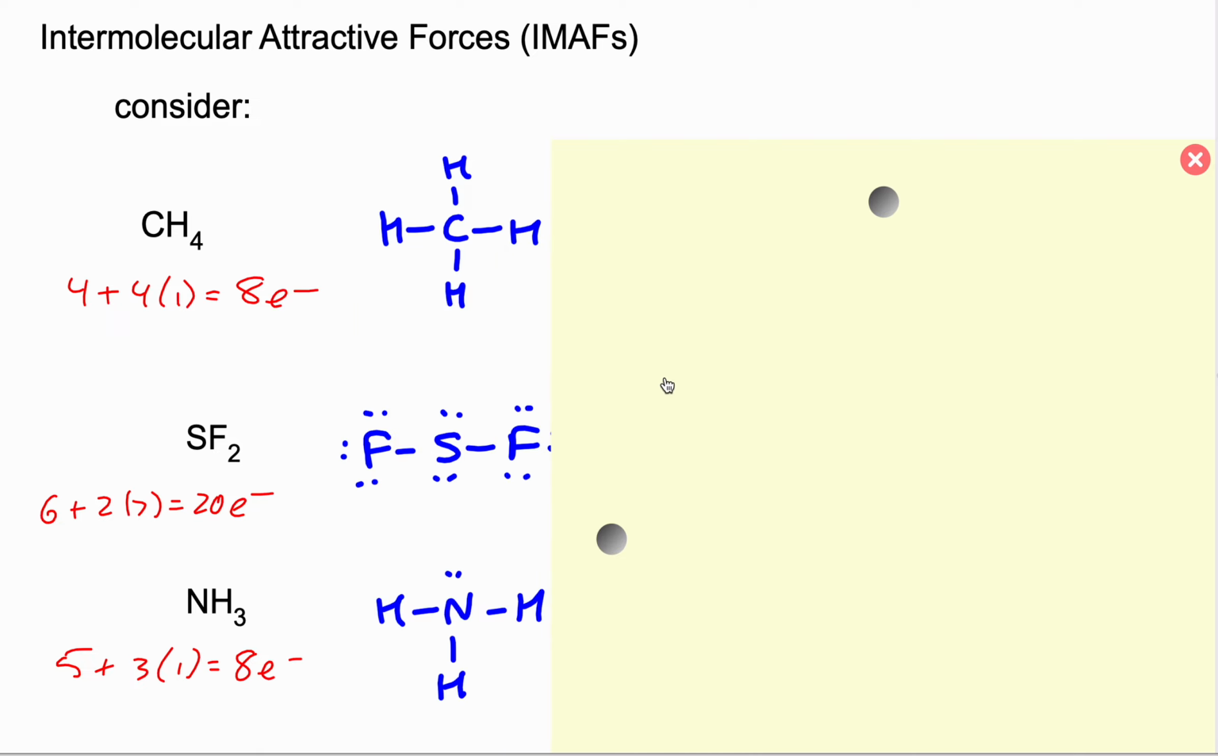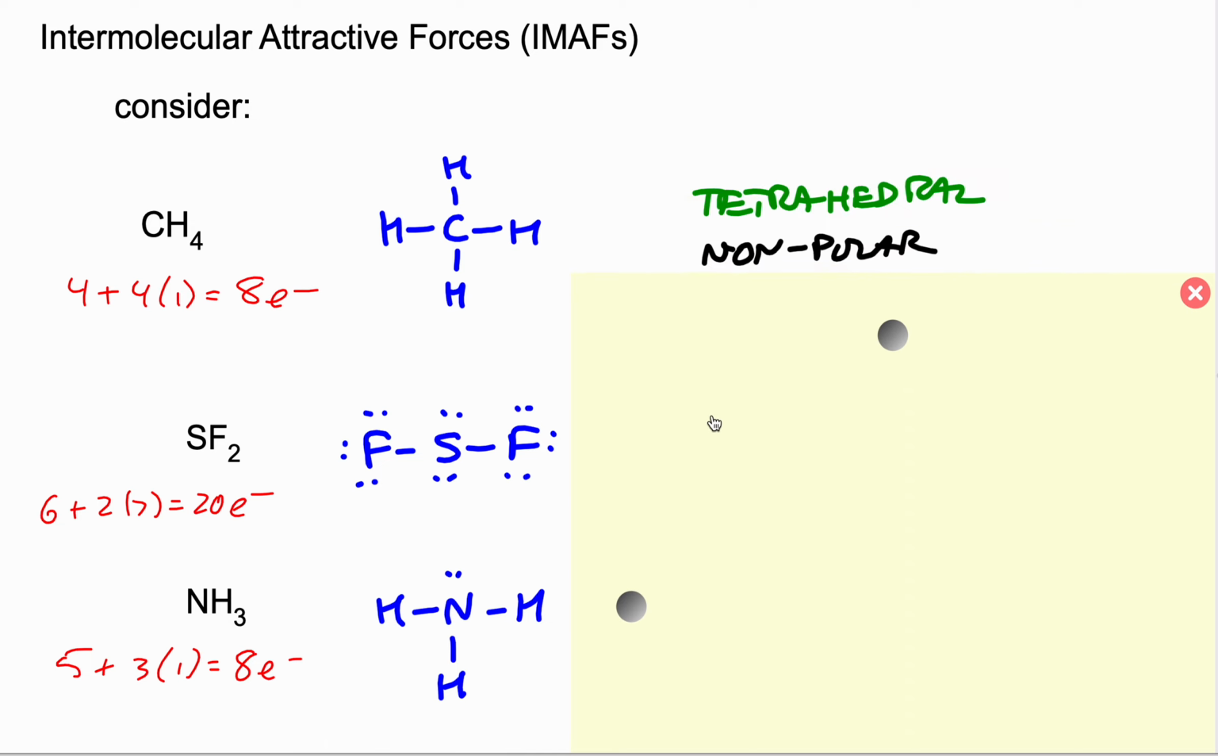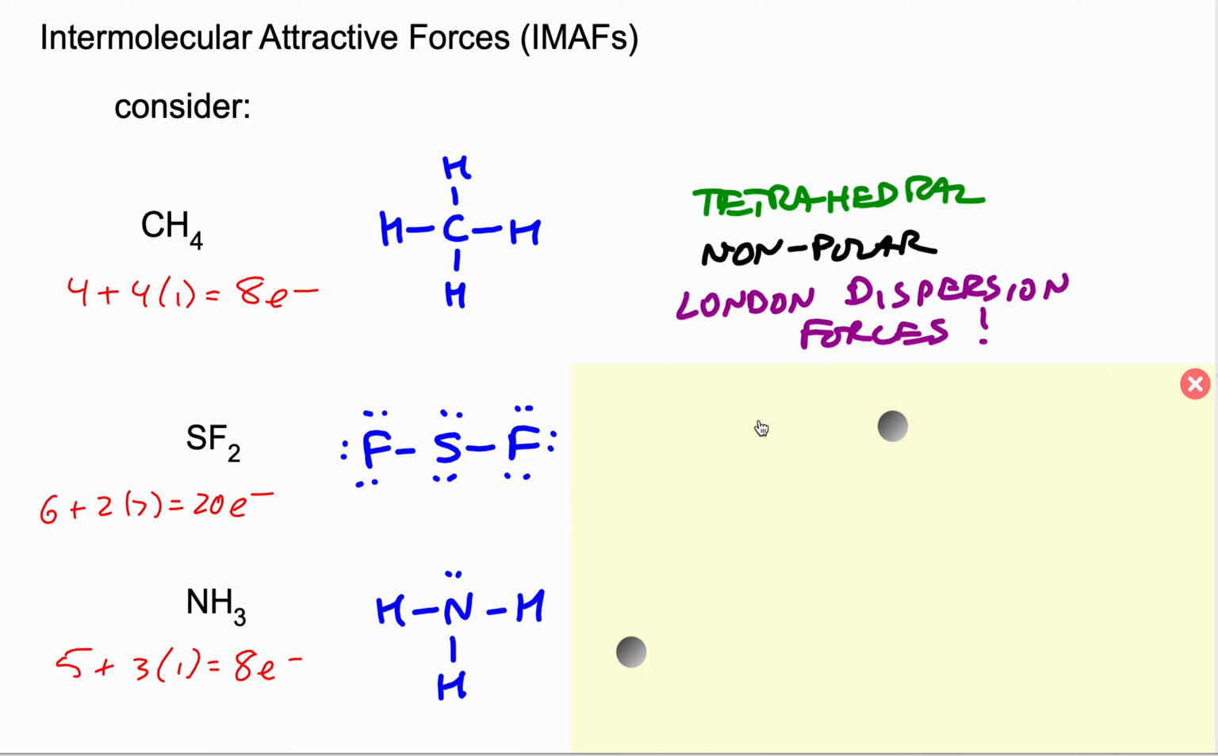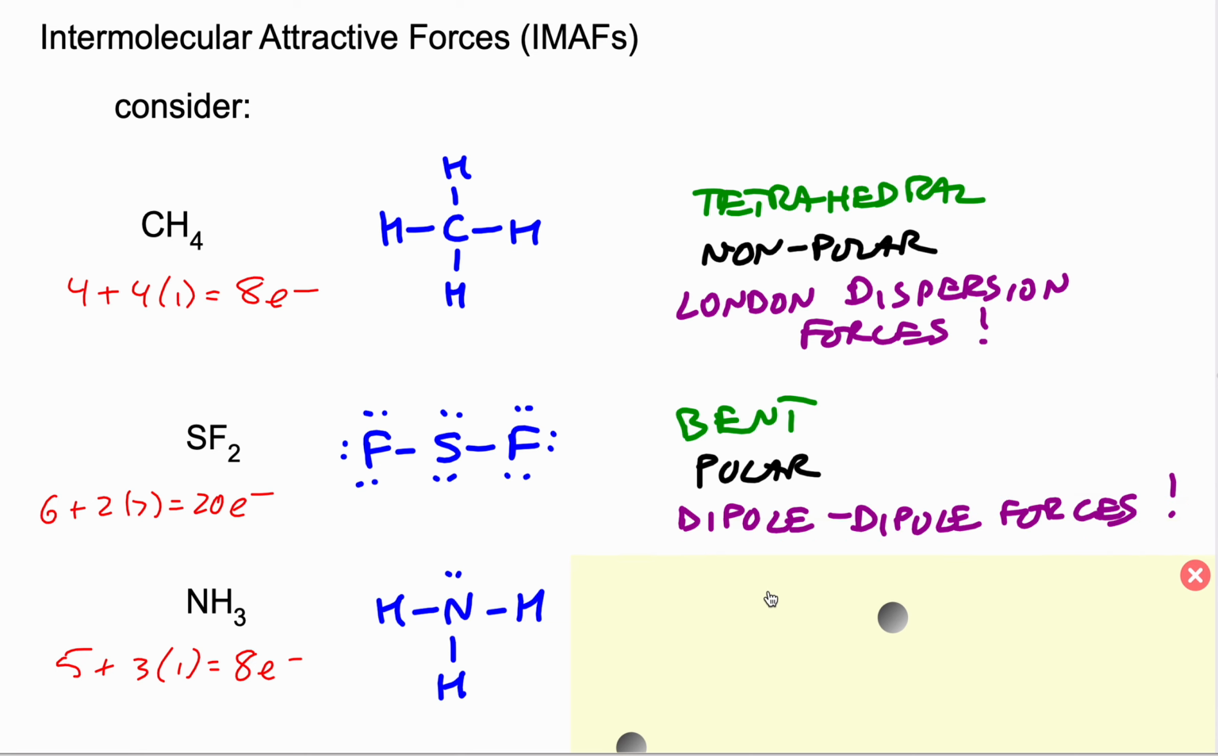In methane, there's our Lewis structure with 4 bonds. We predict the geometry is tetrahedral. We know that a tetrahedral molecule is not polar, and therefore the most important intermolecular attractive forces are London dispersion forces. For sulfur difluoride, an AB2E2 type molecule, the molecular geometry is bent. Therefore, the molecule is polar, and the most important intermolecular attractive forces are dipole-dipole forces.